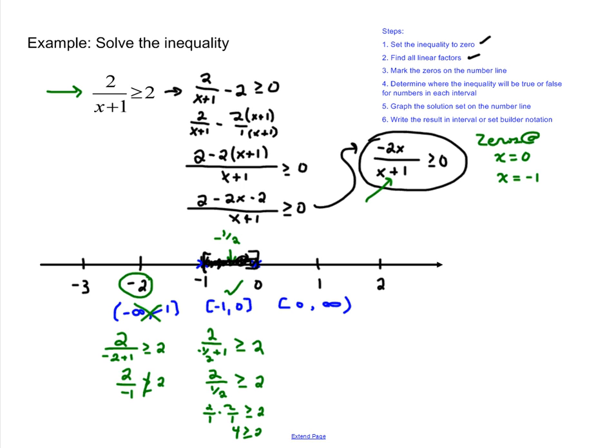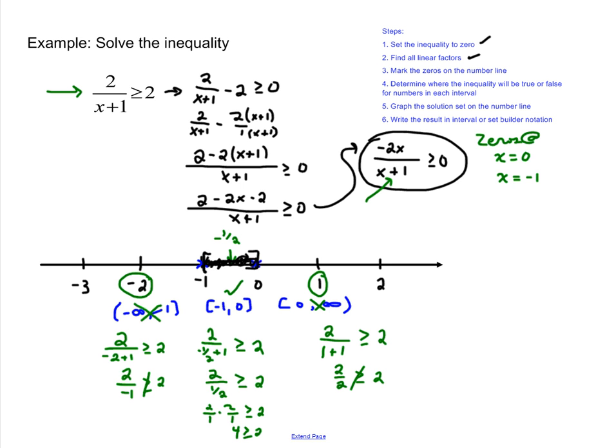Okay. Then we check our last interval right here. Let's just check it with x equals 1 to see what happens. If I take 2 and I divide it by 1 plus 1, do I get a number greater than or equal to 2? The answer is no. 2 divided by 2 is not greater than or equal to 2. So this is not part of our solution interval.